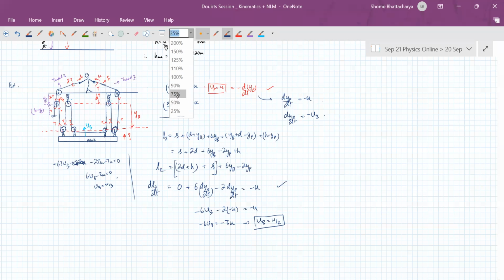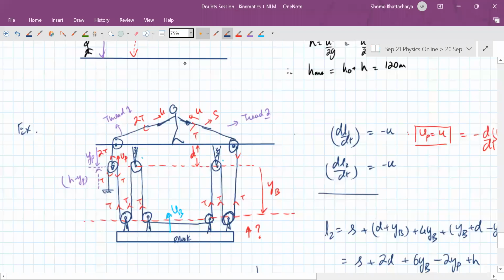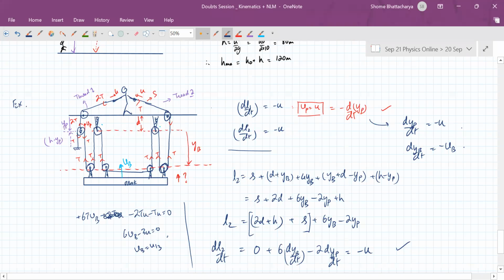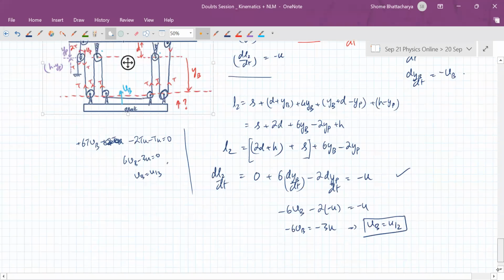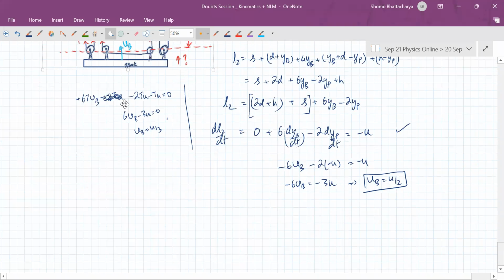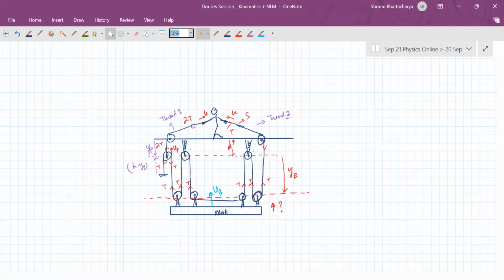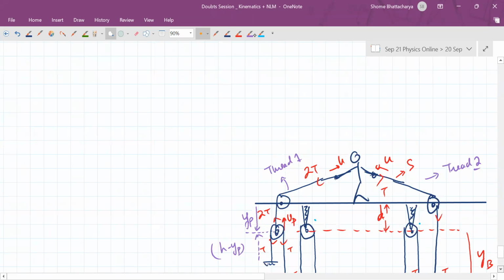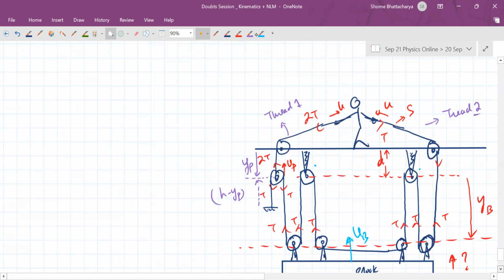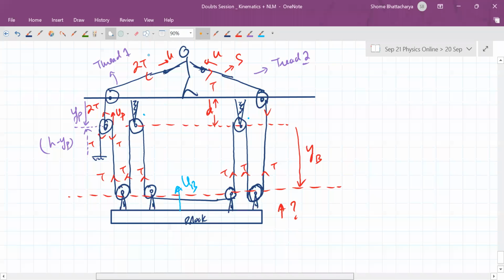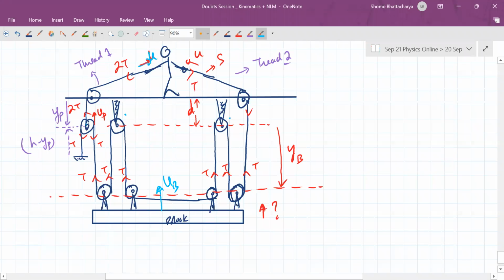So now there is also sort of an ad hoc way in which we can do this question. We can understand that. So I'm just going to take this diagram. If I want to understand this in a more direct way, instead of writing the entire thread length and all that, what we'll understand is that because he's pulling this with u from here, this pulley is actually going up at the rate of u only. This pulley is going up at the rate of u.